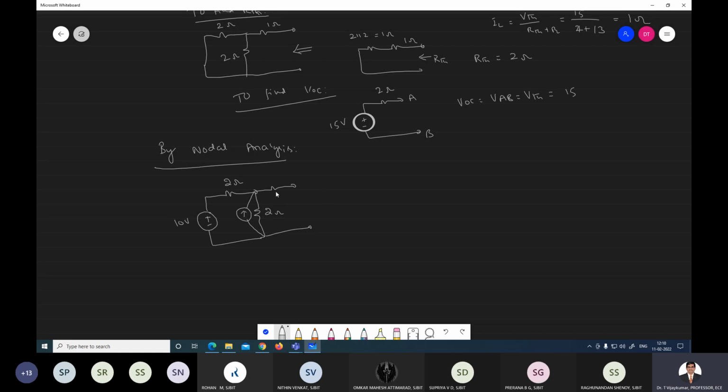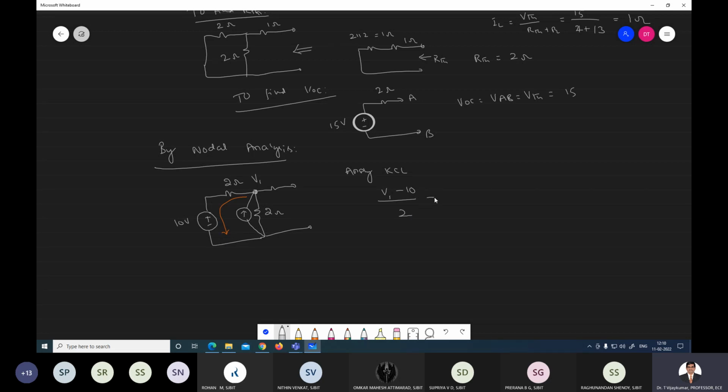So this is open, so here you can mark the node as V1. Now apply KCL. For nodal analysis we have to apply KCL. What is the current flowing through this branch? That is V1 minus 10 divided by 2. Suppose if it is minus plus, then you have to write V1 plus 10 by 2. If it is plus minus, then you can write V1 minus 10 by 2.